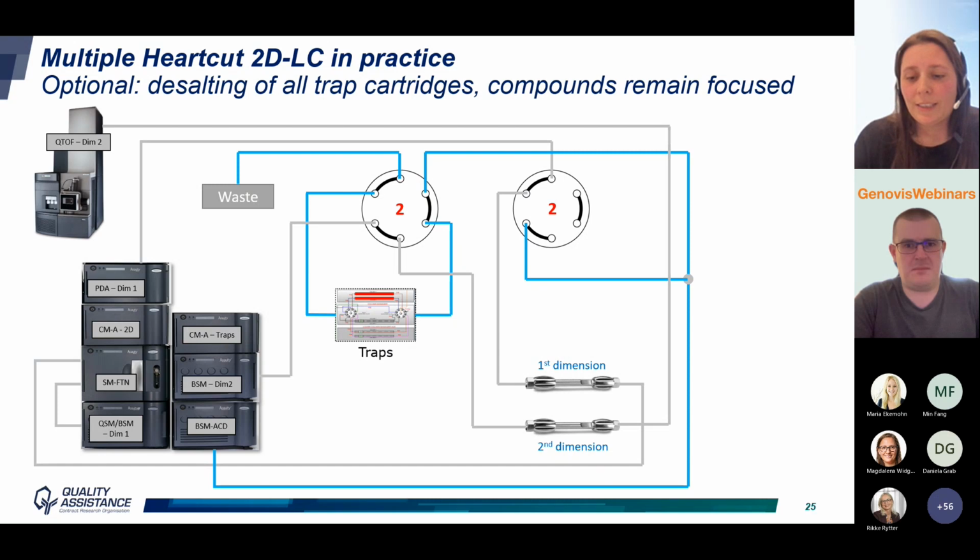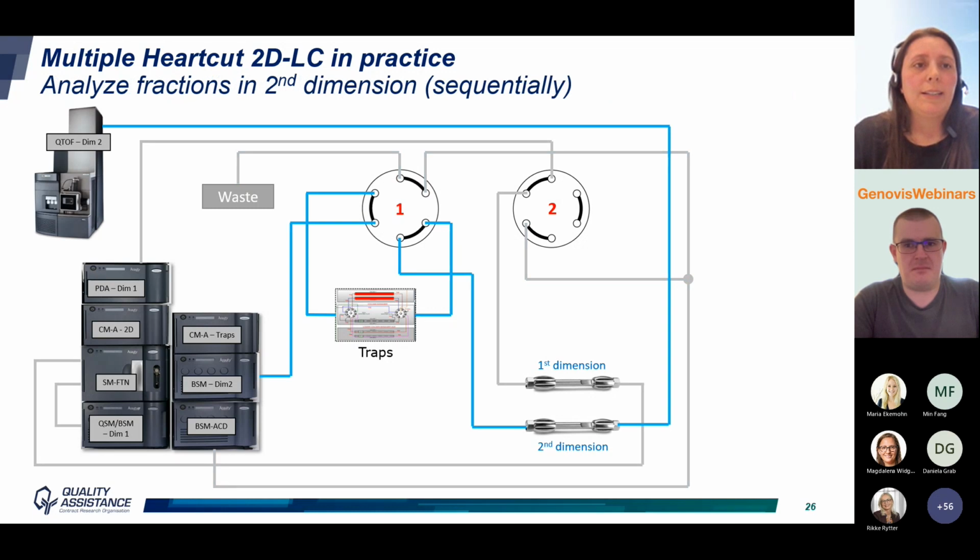At the end of the gradient of the first dimension, there is the possibility to desalt further the compounds which are at the entrance of the different trap columns. So this would be the flow. Then we use the BSM at column dilution to send the flow to the trap column. And then the samples are analyzed on the second dimension. So we use the dimension 2 BSM.